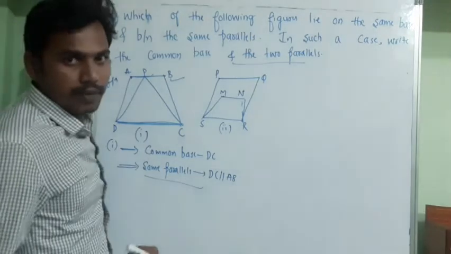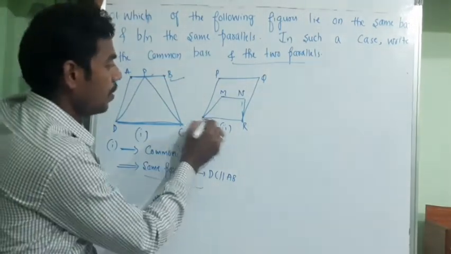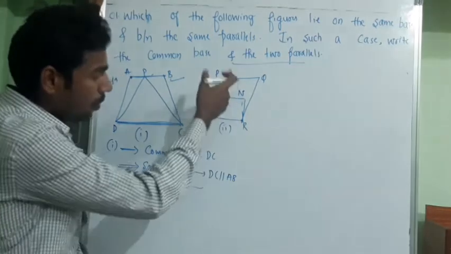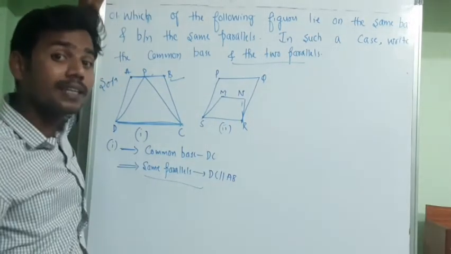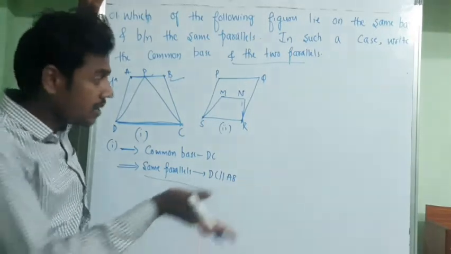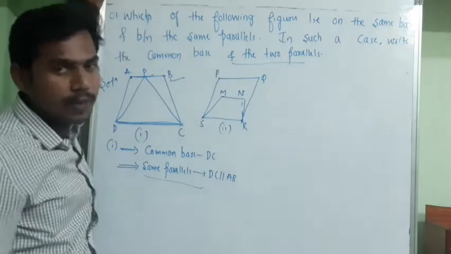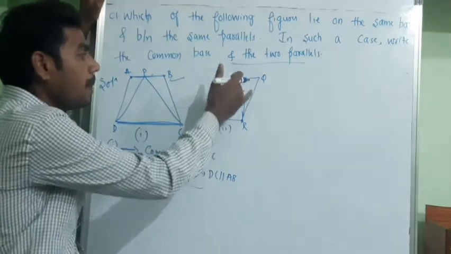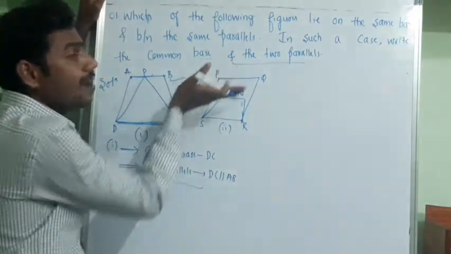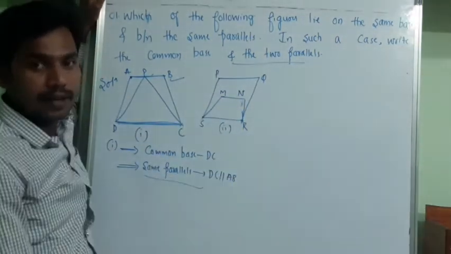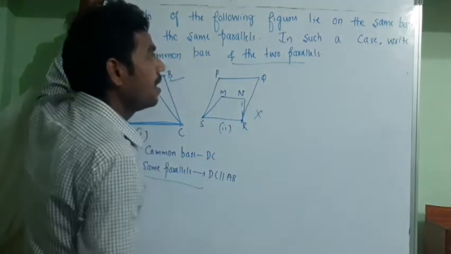First condition, we need to check whether they are lying on the same base or not. SR is the only base, so both the given figures are lying on the same base. The next condition is to check the vertices opposite to the base. M, N and P, Q are the vertices opposite to the base. Though MN is parallel to SR and PQ is parallel to SR, they are not lying on the same line. So it does not satisfy the condition.